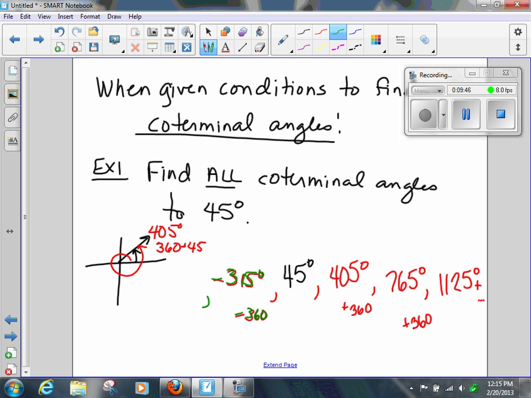What's another one? How'd you get negative 675? You subtracted 360 again. And can we keep this process going over and over again, right? Why are there conditions given? Why would I give you conditions? Because you don't want to keep going on forever and ever. Because we can, okay?